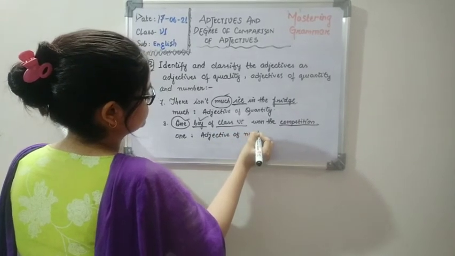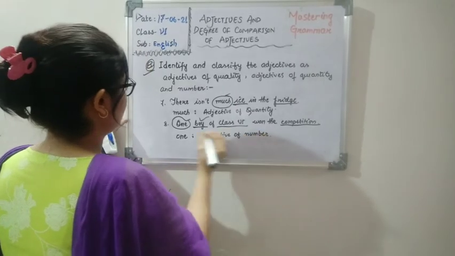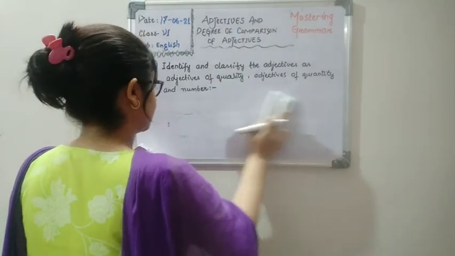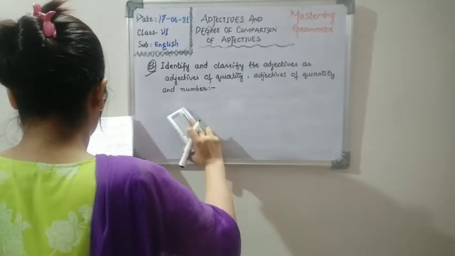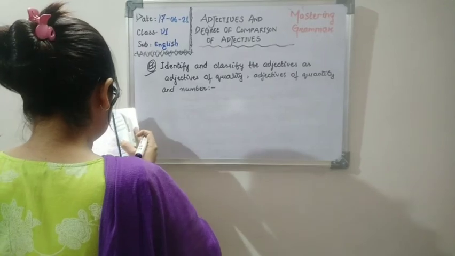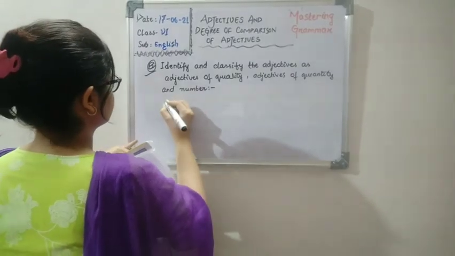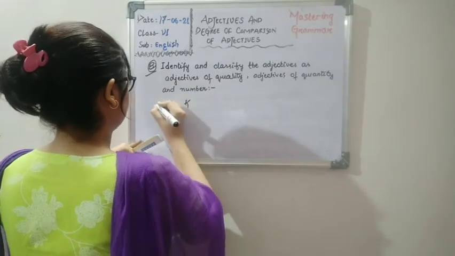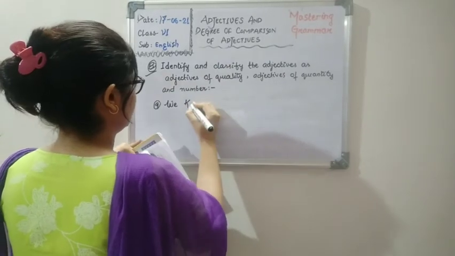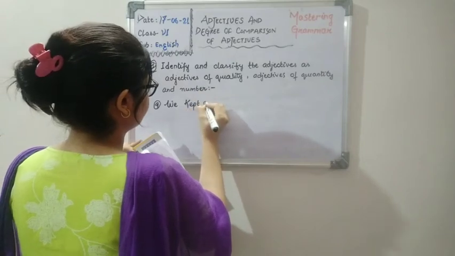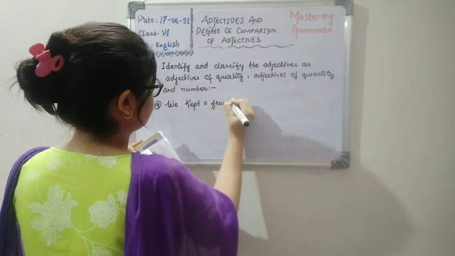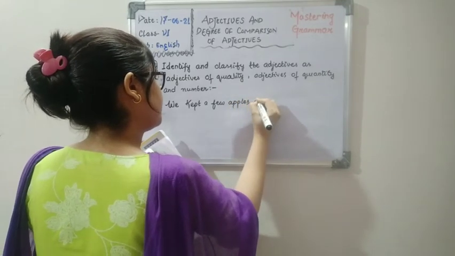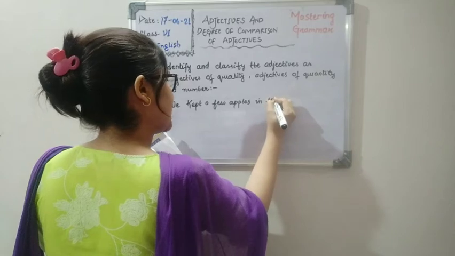Okay. Now number 9 and 10 is left. So let's complete that one. 9 is, we kept a few apples in the basket.